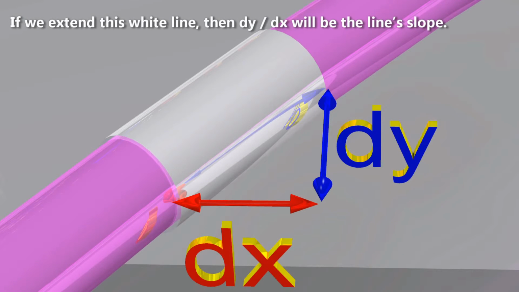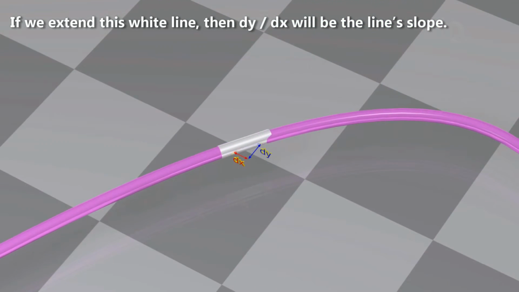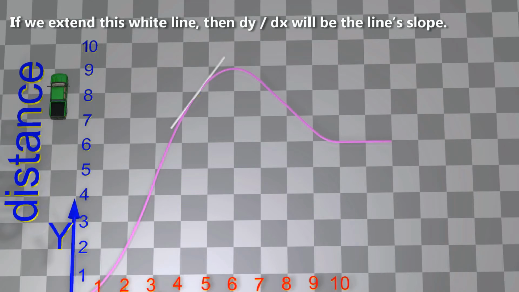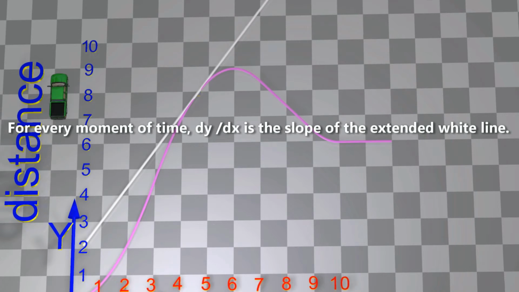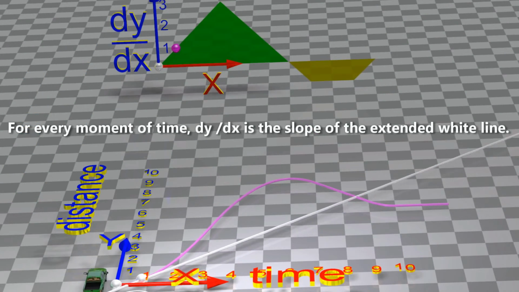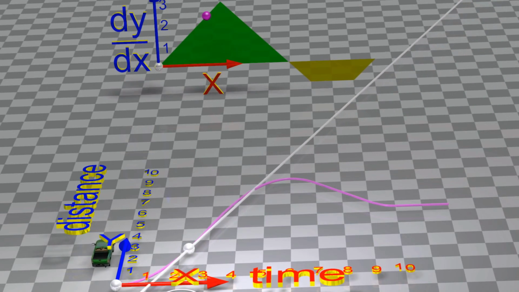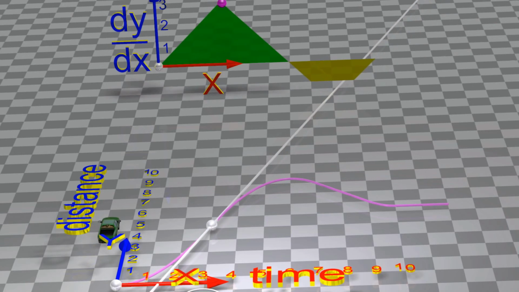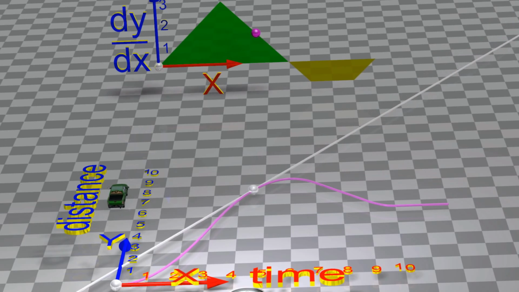If we extend this white line, then dy divided by dx will be the line's slope. For every moment of time, dy divided by dx is the slope of the extended white line. As the slope increases, dy divided by dx increases.